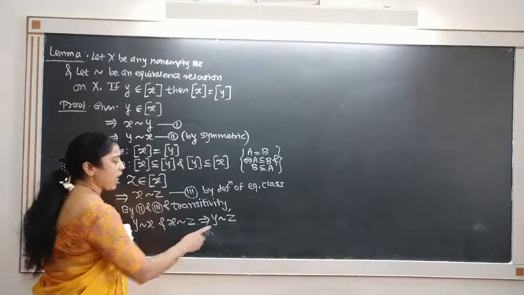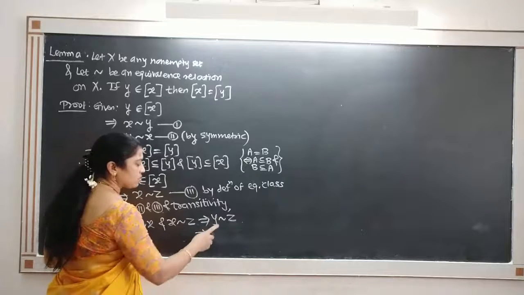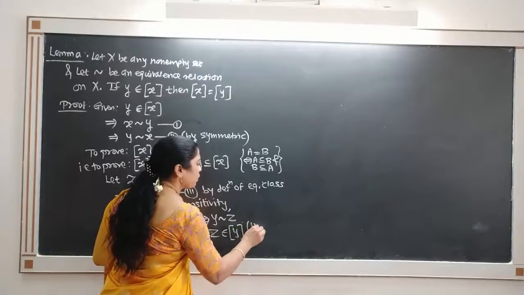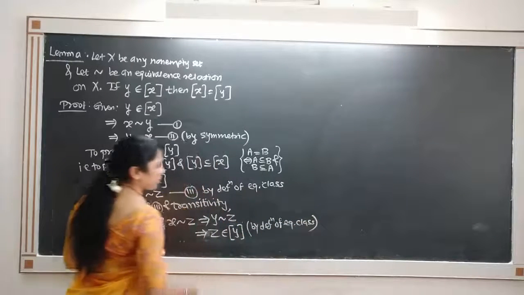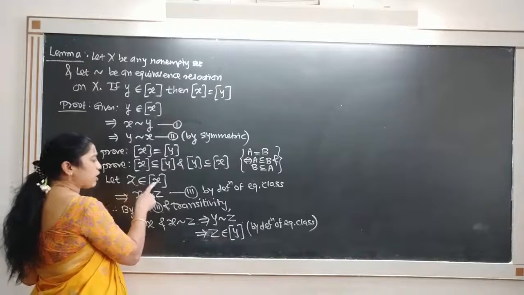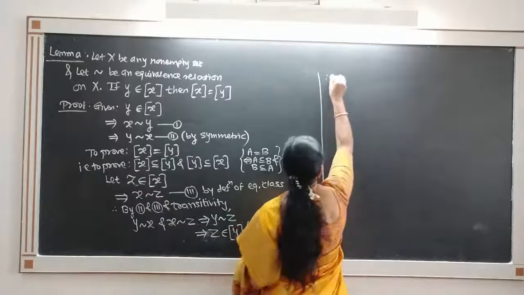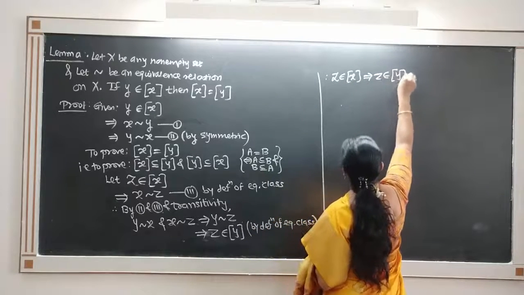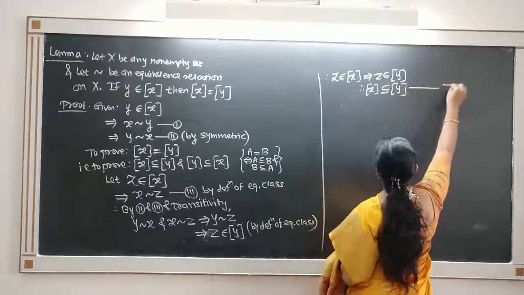This is by transitivity. And because Y is related with Z, by definition of equivalence class, this implies that Z also belongs to the equivalence class of Y. So starting with Z belonging to the equivalence class of X, we have proved that Z belongs to the equivalence class of Y, and therefore the equivalence class of X is a subset of the equivalence class of Y. This is our first important result.